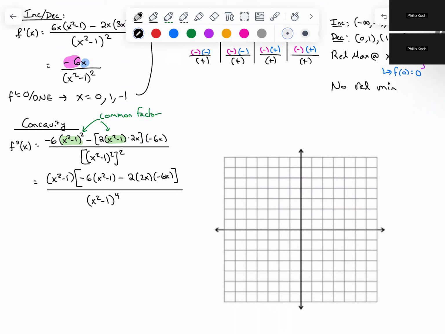Yay. And since we're not completely wiping out the factor, we're not getting rid of any important data values. So cross that out. And then okay, so you get -6x squared plus 6 plus 24x squared. So that ends up being, at the end of the day, 18x squared plus 6 divided by (x squared minus 1) cubed.